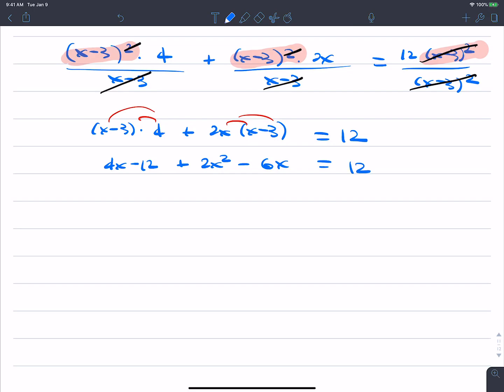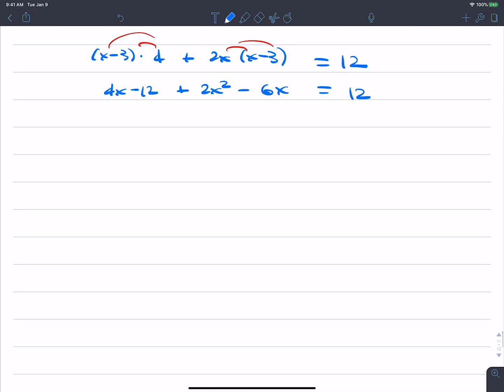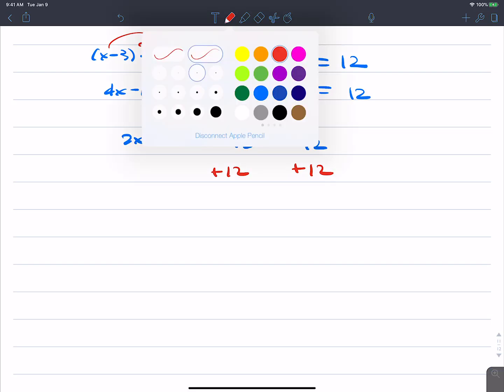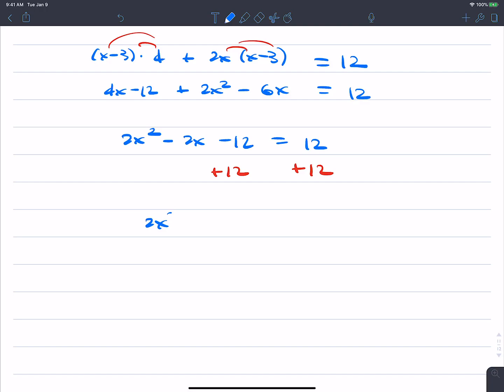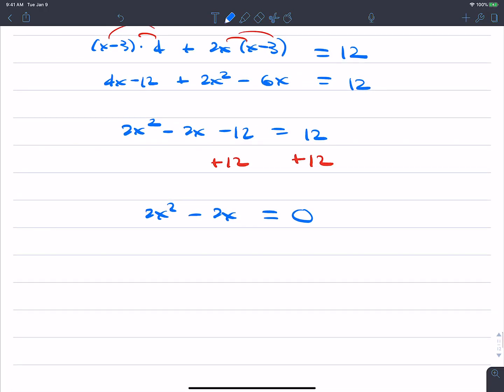6x is 12. Double check. Is that what you guys end up with? Yes. Combine your like terms now, right? So you get 2x squared minus 2x minus 12 equals 12. And we're going to add our 12 to both sides here. Is that true? Double check to see if everything I'm doing is correct here. 2x squared minus 2x, that equals what? 0. Is that true? Ah, that's why I have you guys double check. Thank you.